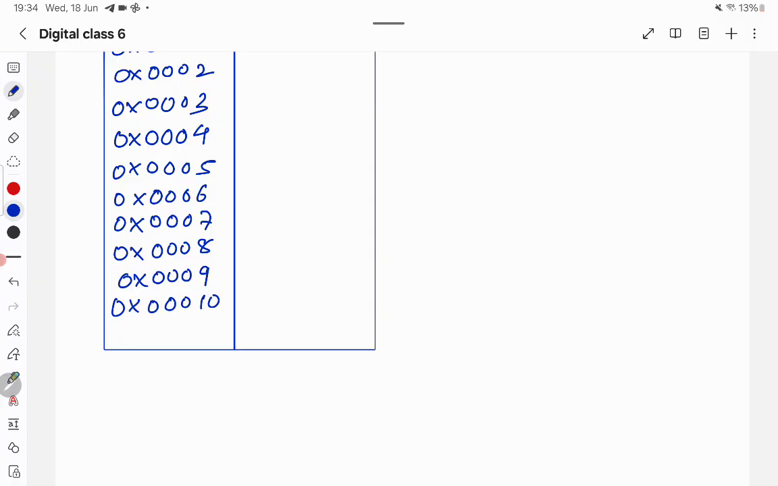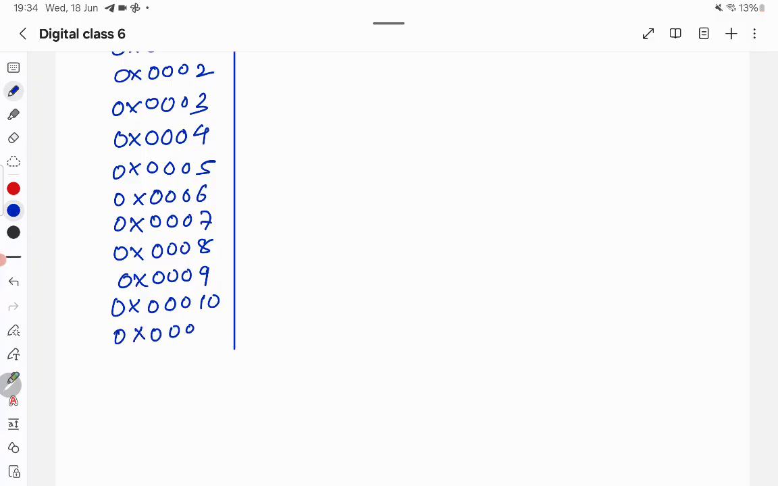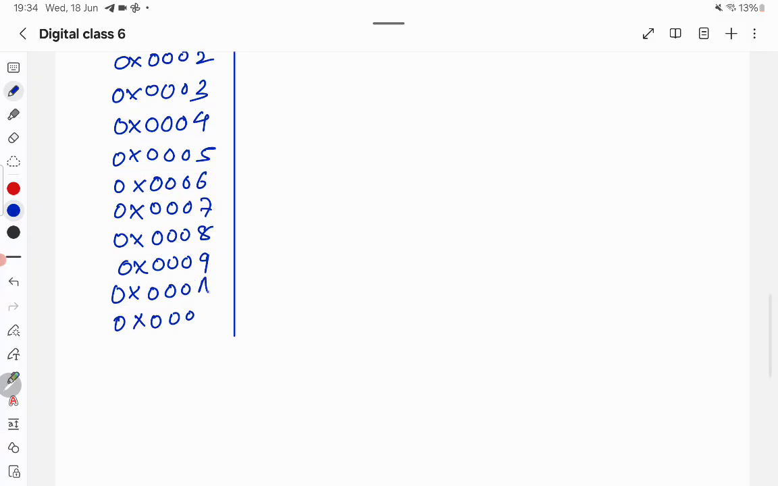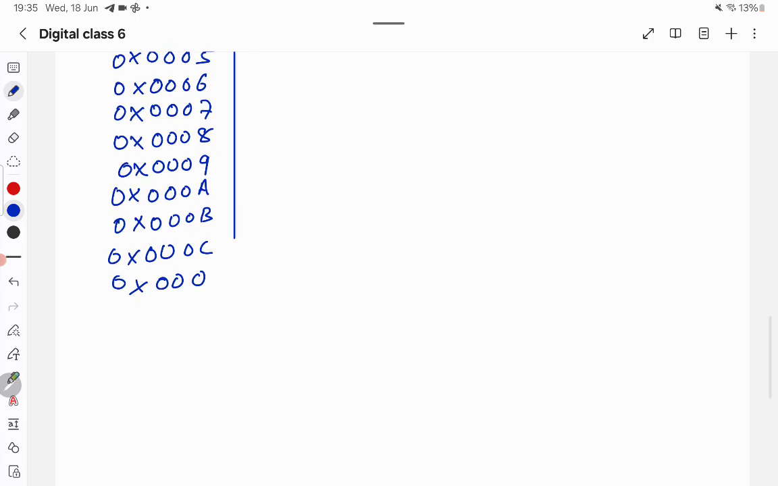There is a very important concept here, I'll tell you. 0 0 0 0... not 10, sorry, not 10, A. Then B. Then C. This is called BCD code, I will tell you. D. Then E. With 16 bits it will go from 0 to 15, right? Then last will be F.